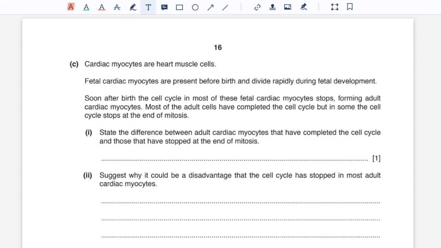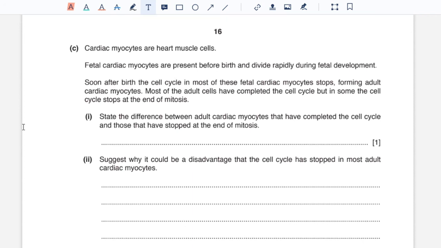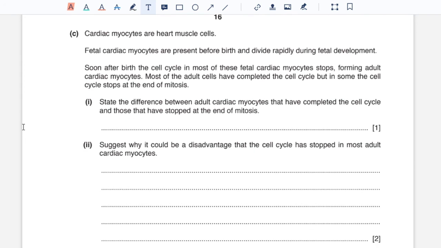C. Cardiac myocytes are heart cells. Fetal cardiac myocytes are present before birth and divide rapidly during fetal development. Soon after birth, the cell cycle in most of these fetal cardiac myocytes stops, forming adult cardiac myocytes. Most of the adult cells have completed the cell cycle, but in some the cell cycle stops at the end of mitosis. So the cell cycle is not completed, since the complete cell cycle stops at cytokinesis, which occurs after mitosis. And so in some of the cells, the cell cycle has not been completed.